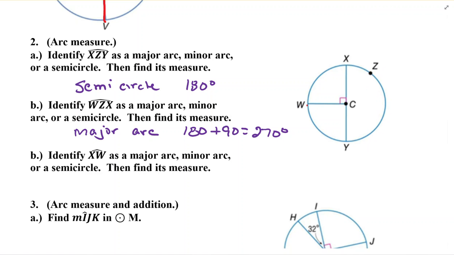For the next problem, we're asked to identify XW as a major arc, minor arc, or semicircle. Well, it's definitely less than 180 degrees, so it's a minor arc. And we're told that it's 90 degrees.